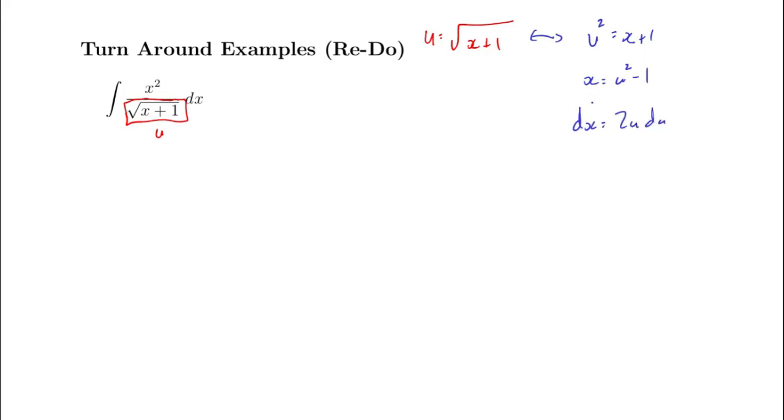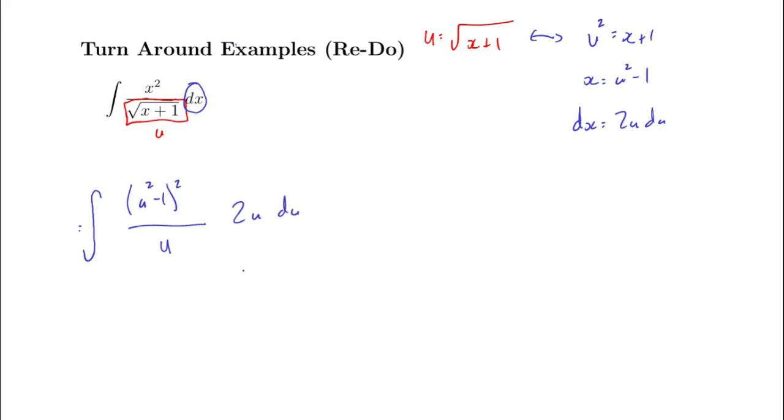By the definition of differentials, the differential of x, if x is a function of u, is the derivative of u squared minus 1 times du. So that's what I'm going to do to swap out this. So what I end up with now is an integral of x squared, that's u squared minus 1 squared. Let me make that exponent a little clearer there. Over u times dx, which is 2u du.